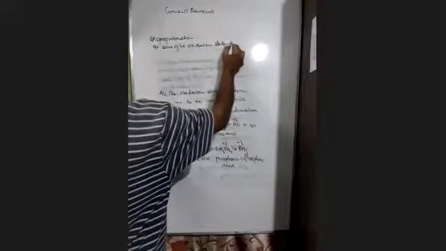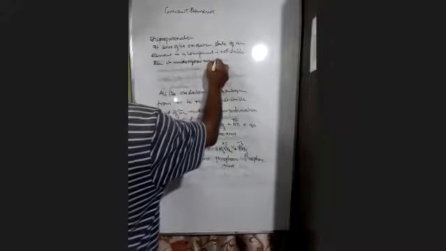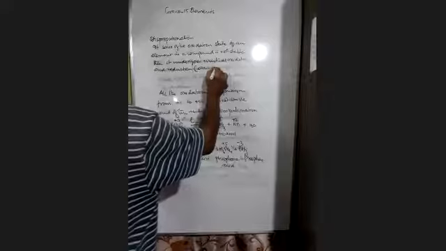If some of the oxidation state of an element in a compound is not stable, then it undergoes mutual oxidation and reduction. So this is called disproportionation.